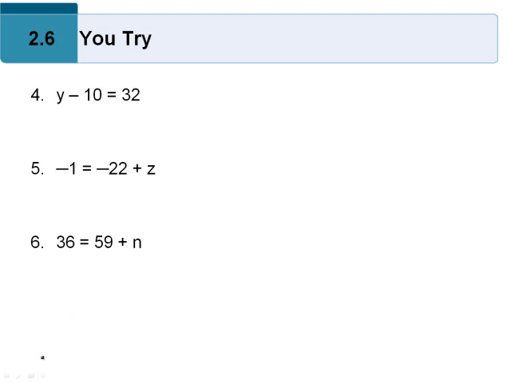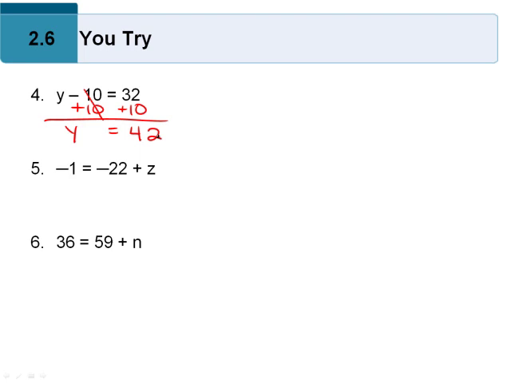Okay, so here's some more. Number 4, y minus 10 equals 32. So the y is your variable. The number that's on the same side is negative 10, so we're going to add 10 to both sides. Okay, so y comes down. The 10's do cancel. And 32 plus 10 would be 42.